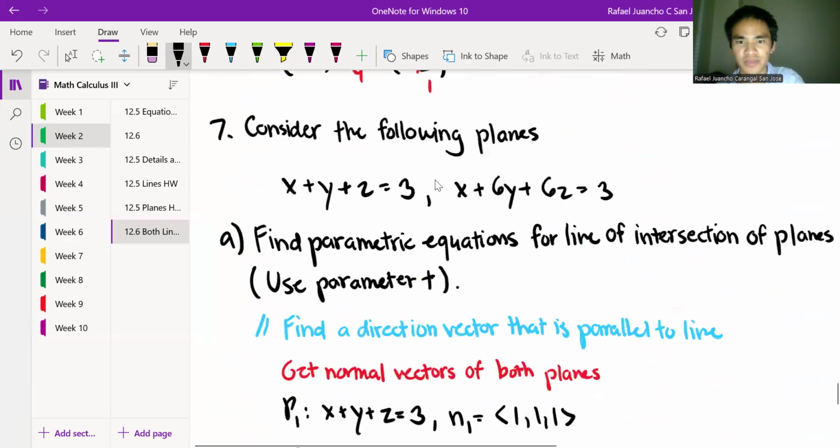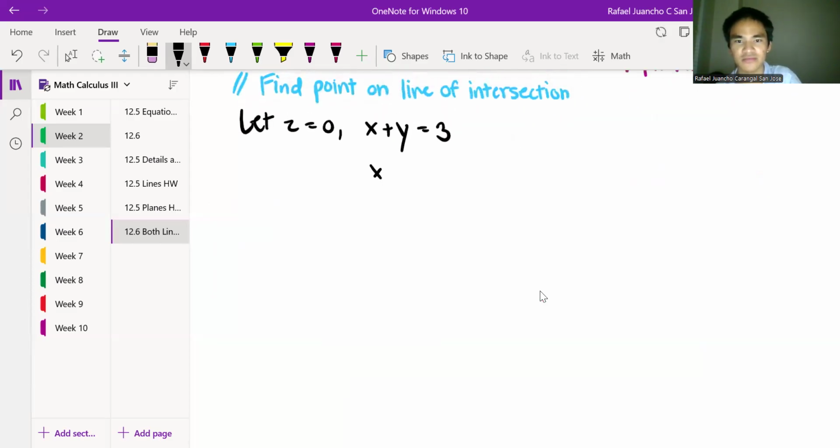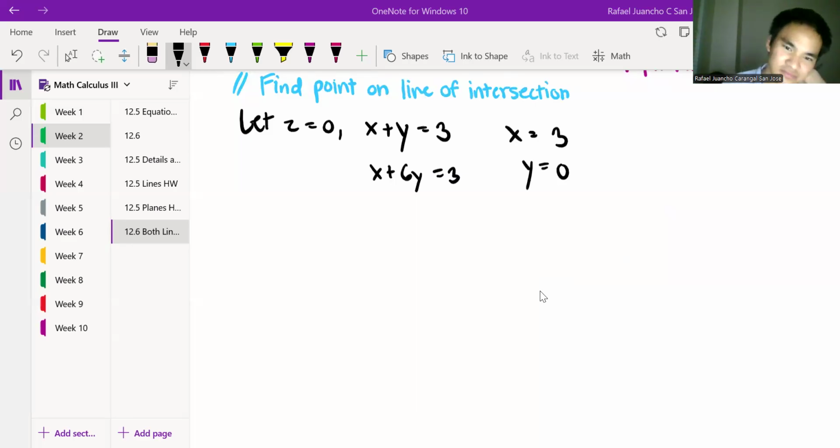What else do we know? X plus 6Y is also 3. And if we actually solve for these, we will get X is 3, Y is 0, right? Yeah, we're going to get that.